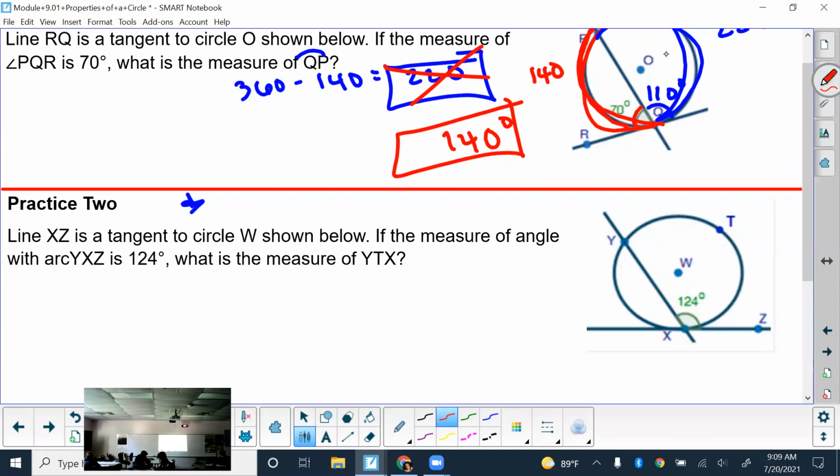Line XV is tangent to circle W shown below. If the measure of angle YXZ is 124, what is the measure of YTX?